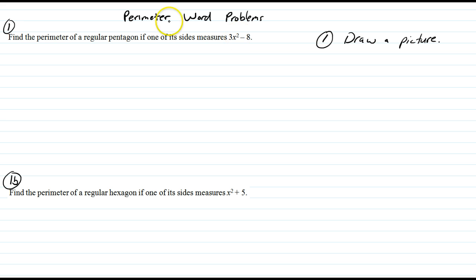Now, in order for you to draw a picture, you need to know what these two words mean, regular and pentagon. So if you don't know what to do, Google it. Figure out what a pentagon is. We talked about what the word regular means in geometry before, in the last video. And in geometry, regular means that all the sides of the shape are equal. So penta means 5, so it's going to be a 5-sided figure. So let's draw that.